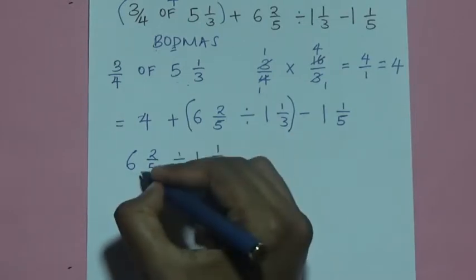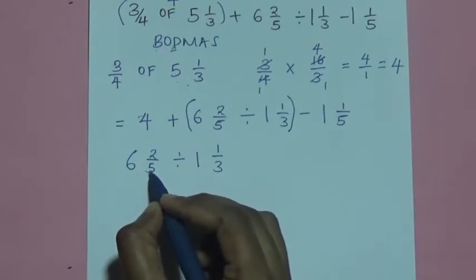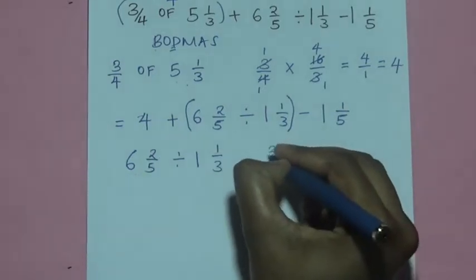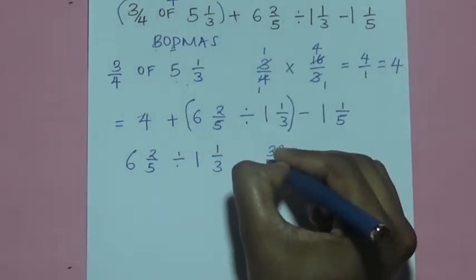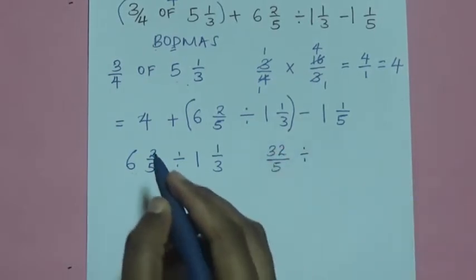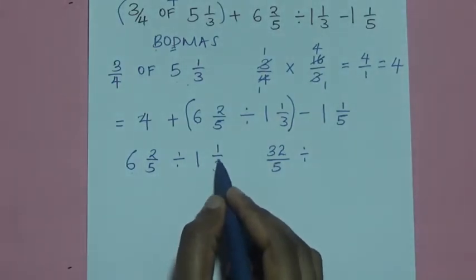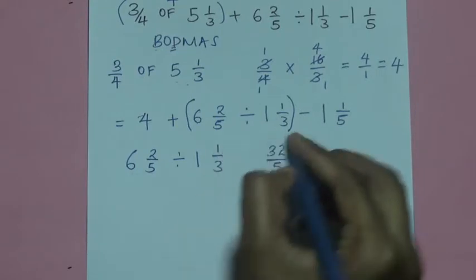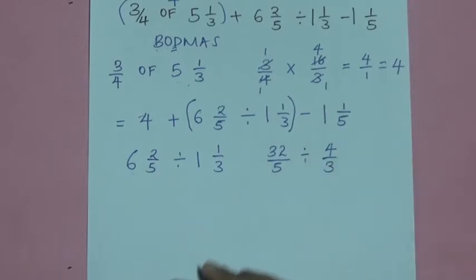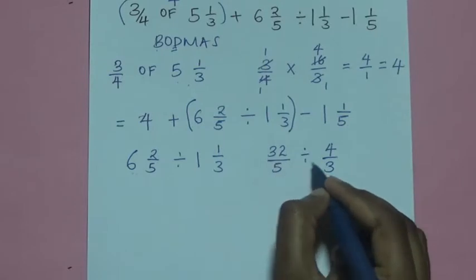Therefore this will be 6 multiplied by 5 is 30. You add 2 will be 32. So we will have 32 over 5. You divide by 1 multiplied by 3 will be 3. You add 1, you get 4. So divide by 4 over 3, like that. Now we have improper fractions.